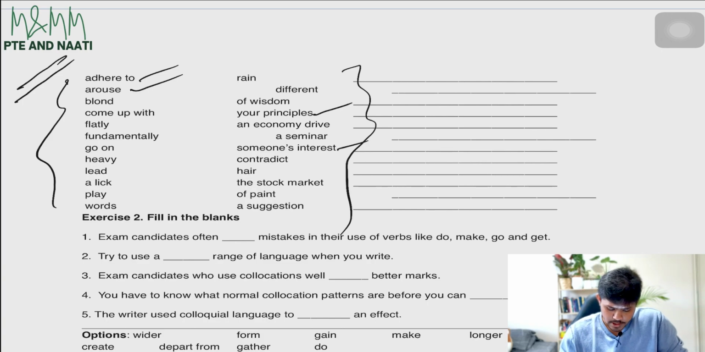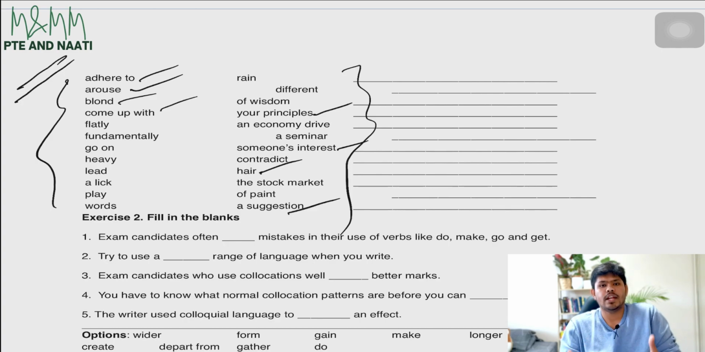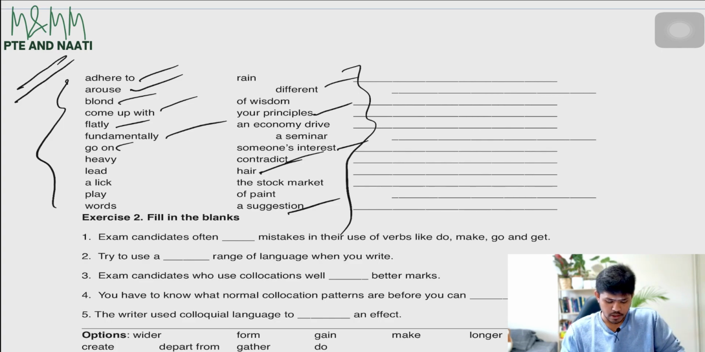Arouse someone's interest. Arouse means to create someone's interest. Blonde, obviously we have already discussed. Hair. Come up with a suggestion. That means to come up with an idea. Come up with a suggestion. That means you're giving an idea. You're giving a suggestion. Flatly contradict. That means it is straight away contradicting. Contradict means oppose. Fundamentally different.